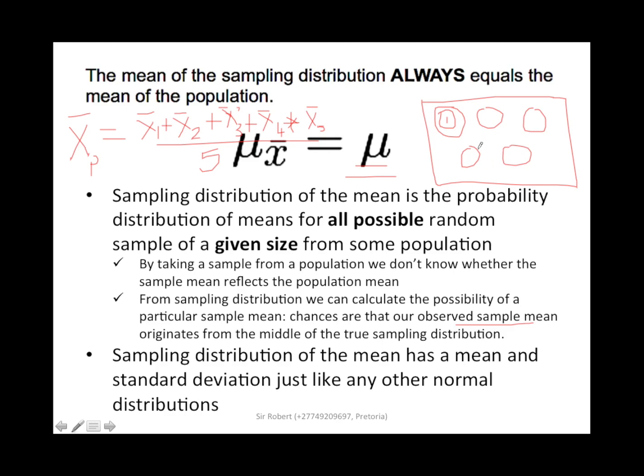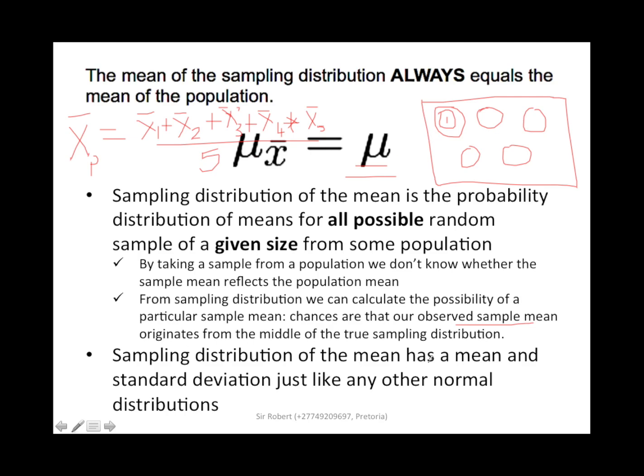So in the sampling distribution of the mean, we are getting the probability that the particular sample we have taken actually represents the population, the representativeness of that sample. So it's basically gauging how accurate our sample is.